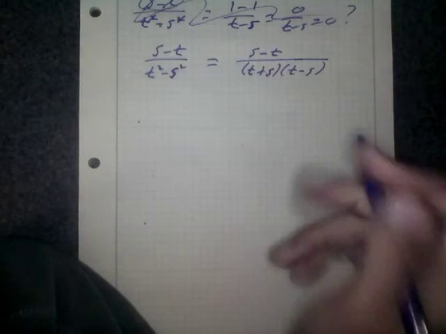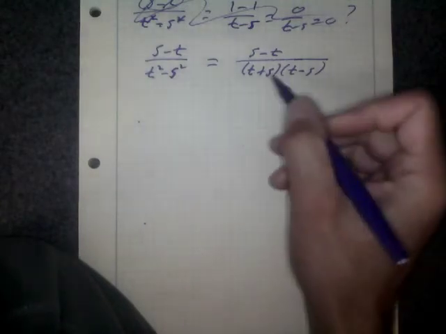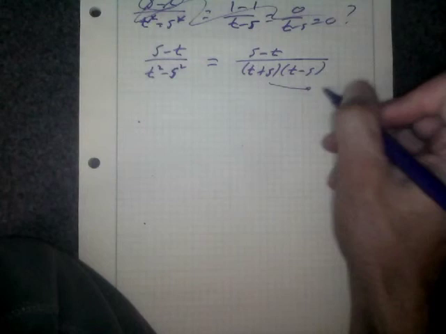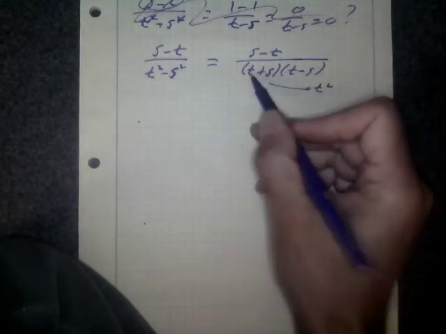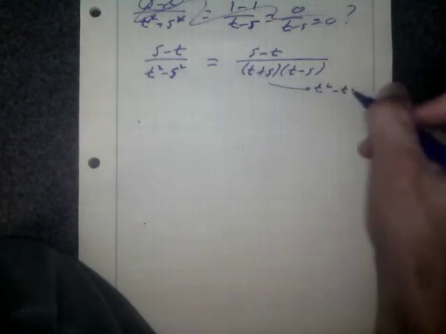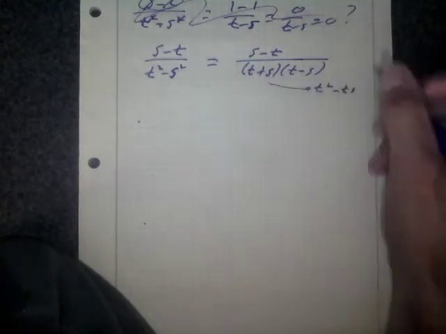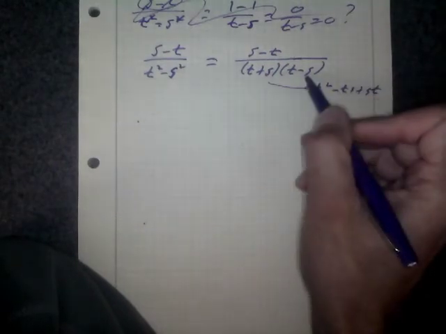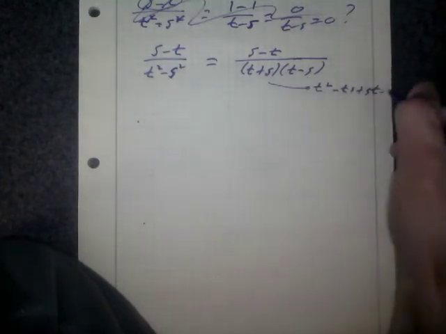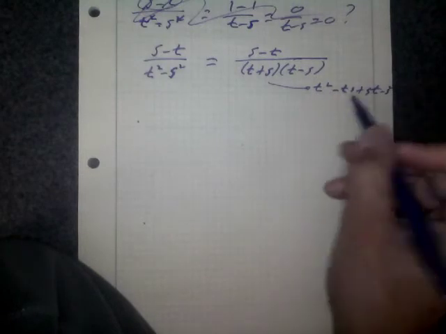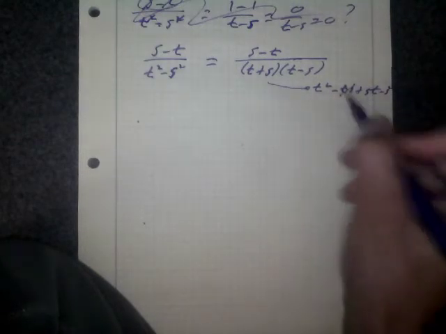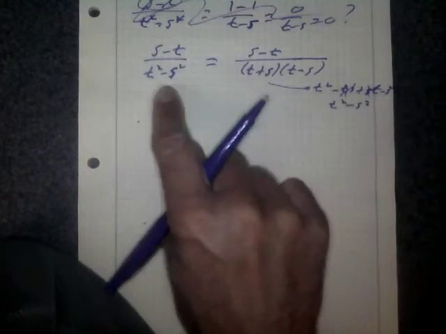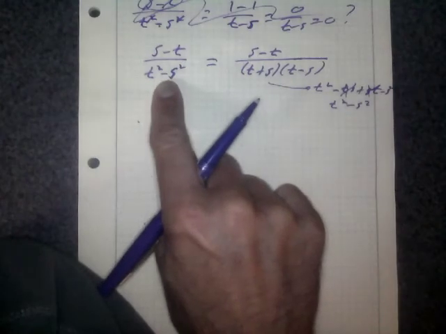And if you don't believe that or forgot, you could definitely multiply this out. We can do a quick check right here. If I use the FOIL method, t times t is just t squared, and then t times minus s is minus ts, and s times t is plus st, and then s times minus s is minus s squared. You see these inner terms cancel, the minus ts and the plus st. I'm just left with t squared minus s squared, which is my original denominator.